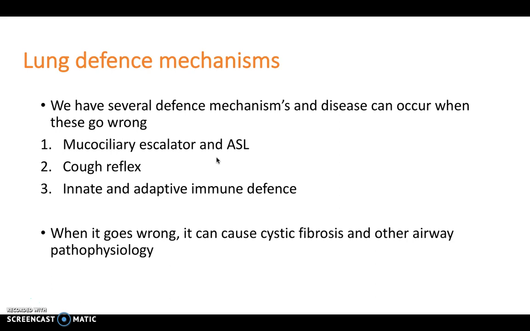So when these kind of things go wrong, it can cause cystic fibrosis and other airway pathophysiology. If you imagine what goes wrong with cystic fibrosis in terms of the gene defect with regards to the transmembrane protein going wrong, essentially it's all about the buildup of mucus, and you can understand how this happens if the mucociliary escalator or the airway surface liquid or the cough reflex even isn't working as well as it should do.